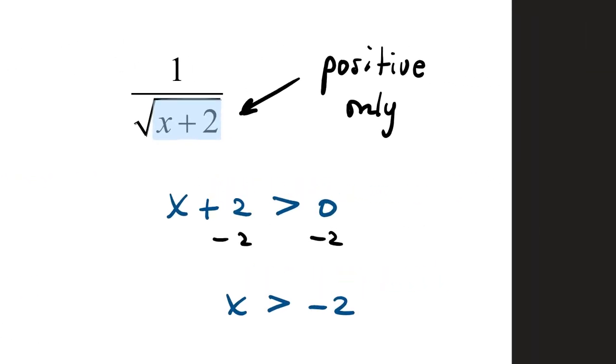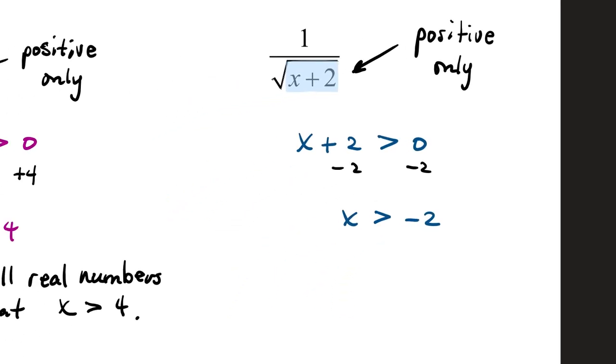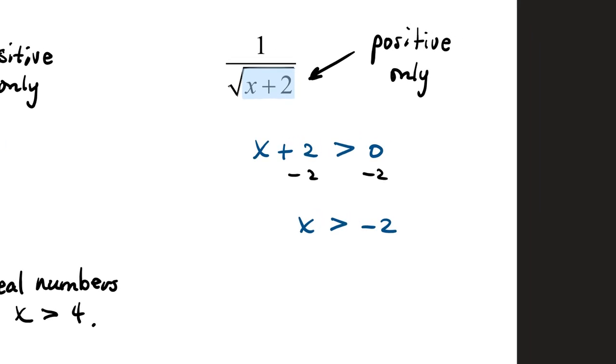And then our example to the right, 1 over the square root of x + 2. Again, because it's under a radical and in the denominator, it can only be positive. x + 2 is greater than 0 when x is greater than −2. And so your domain is made up of all values of x greater than −2.